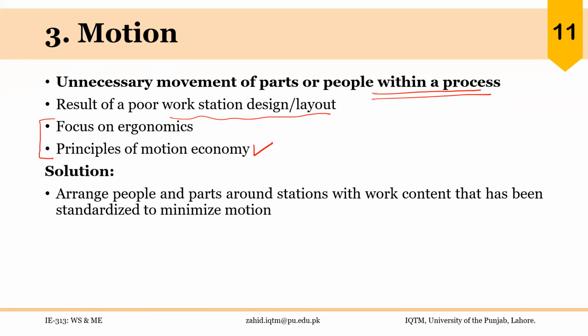Arrange people and parts around a station with work content that has been standardized to minimize motion. So we have to standardize the process. As we discussed, there are different elements of standardized work, and one of them is the steps that are to be performed and their sequence. Once we have standardized the process, the next step is to further optimize it by reducing the number of steps or number of motions required.